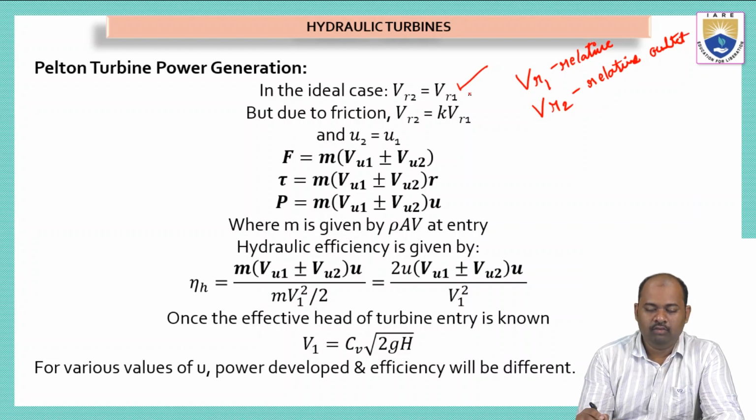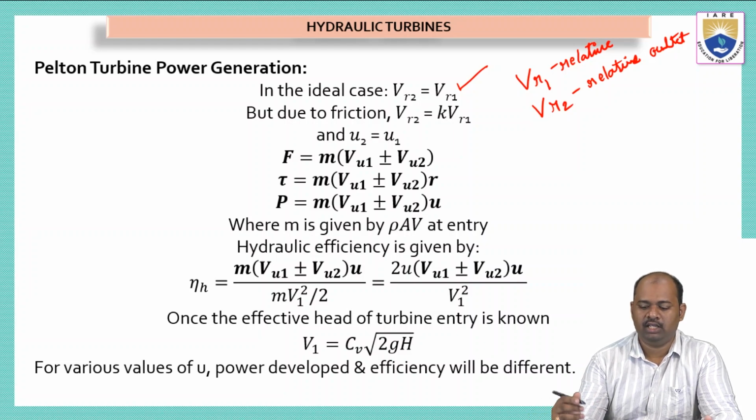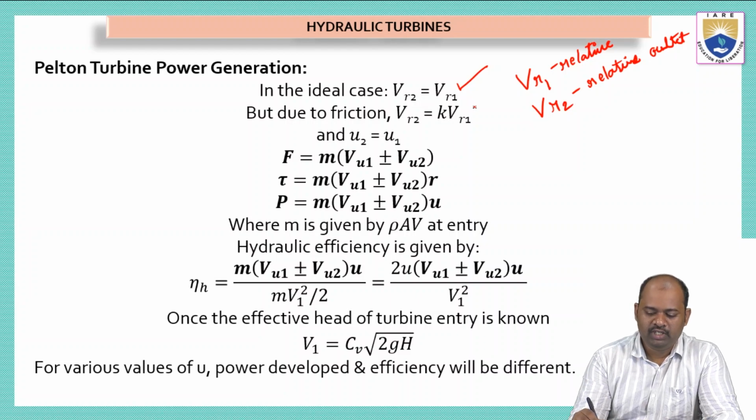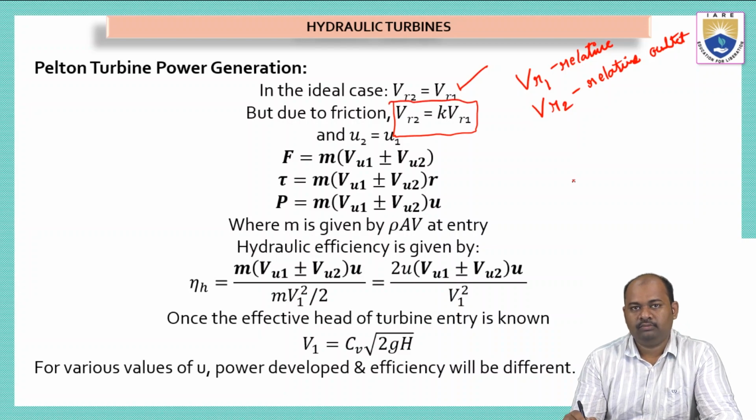And see here, in most of the cases, VR1 is almost equal to VR2. So the difference is neglected and it is taken equal. And then due to friction, we will have some correction factor.